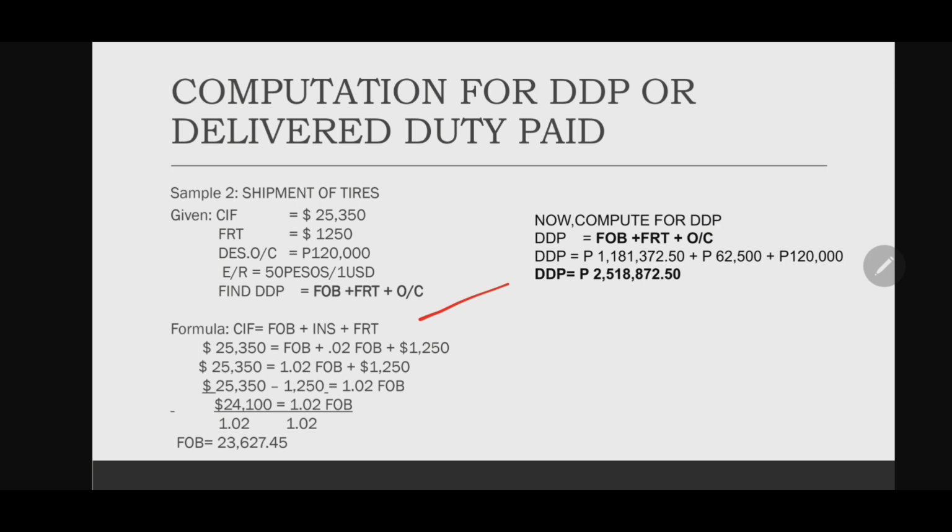CIF, which is 25,350, is equal to FOB. Since there is no FOB, your insurance is 0.02 FOB, and then your freight is 1,250. Okay? Now, combine similar terms. So, if you transpose your freight or the whole number to the other side of the equation, it will be a negative value. So, that will be 25,350 minus 1,250 is equal to 1.02 FOB. Okay? So, to simplify further, subtract 1,250 from 25,350, you'll get 24,100 is equal to 1.02 FOB.